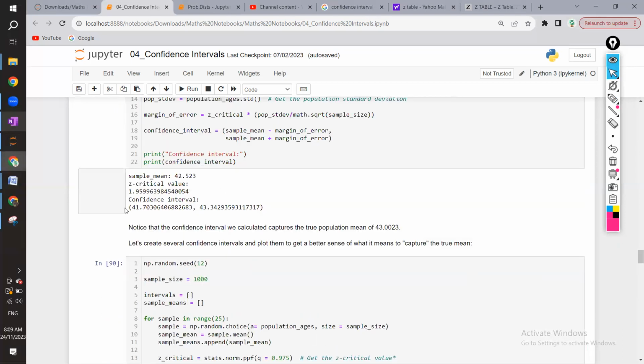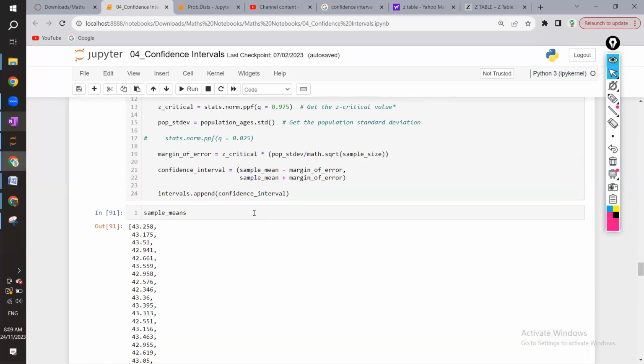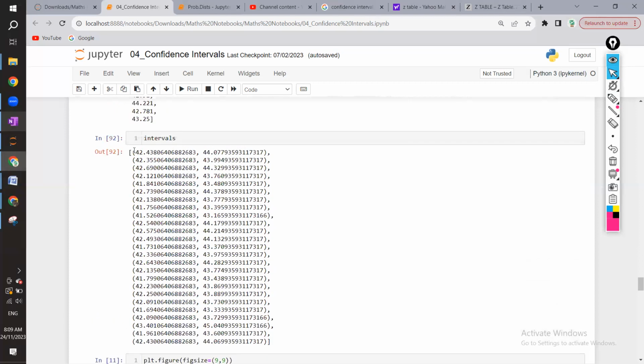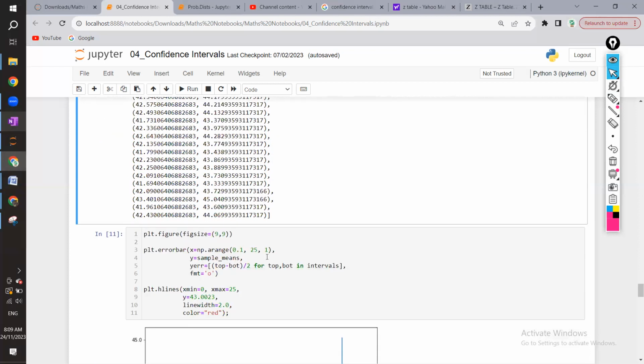If in one single example I'm able to capture, that's fine. But in all these 25 examples, I want to see whether I'm able to capture or not. Sometimes I might capture, and sometimes I may not be able to capture. We'll see. The value is 43.0023.